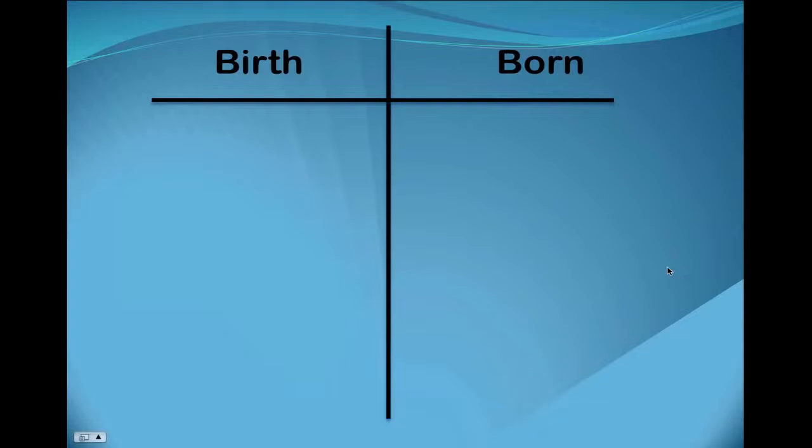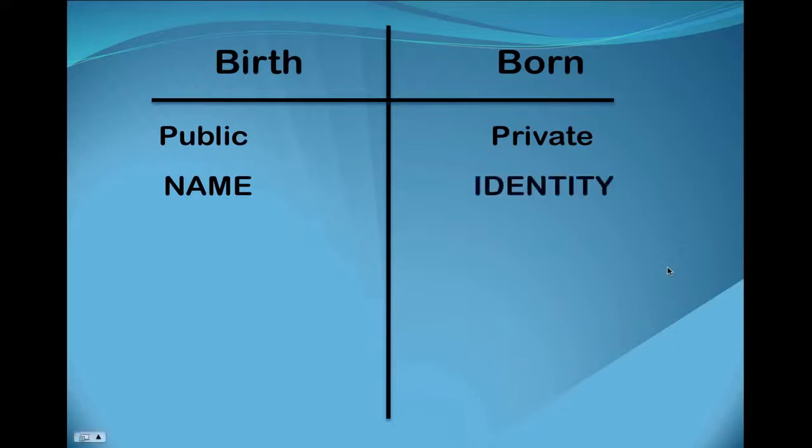Okay, now let's look at the difference between birth and born, because this is the key to it, and will show you the different roles between the public and the private side. Now, what we're looking at is having a name on the birth side, which is the public side, or the debit side of the ledger, and on the credit side of the ledger, we have an identity.